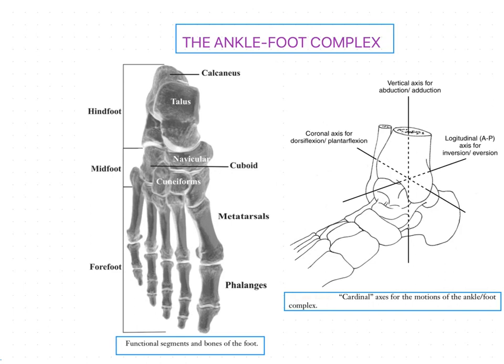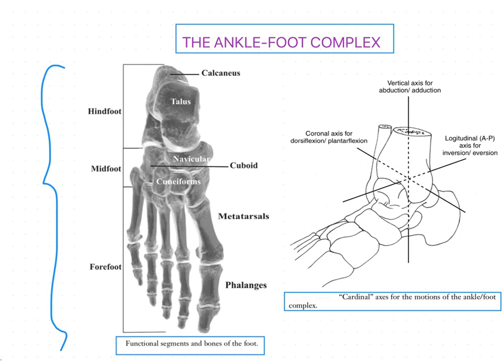To meet all these requirements, to do all such functions, the structure of the foot is very complex. The ankle and foot complex consists of 28 bones: 7 tarsals, 5 metatarsals and 14 phalanges. Being 28 bones, these form 25 component joints.